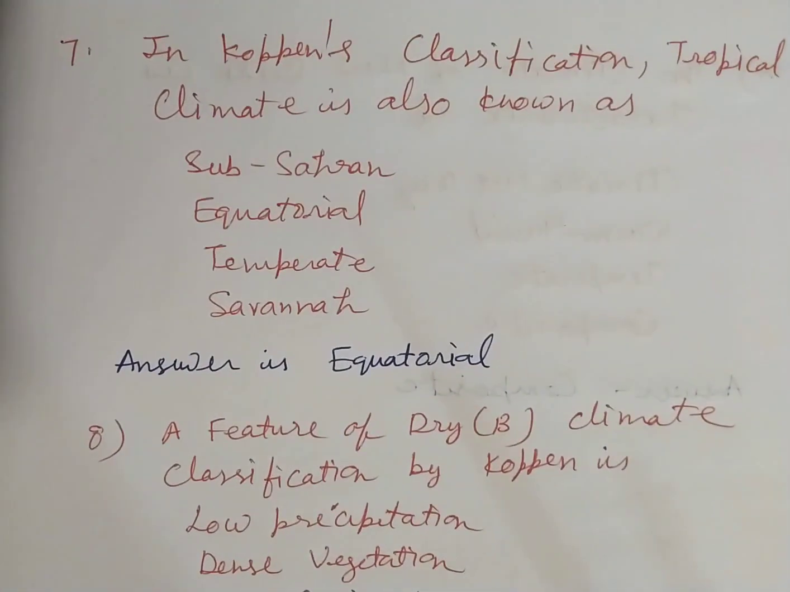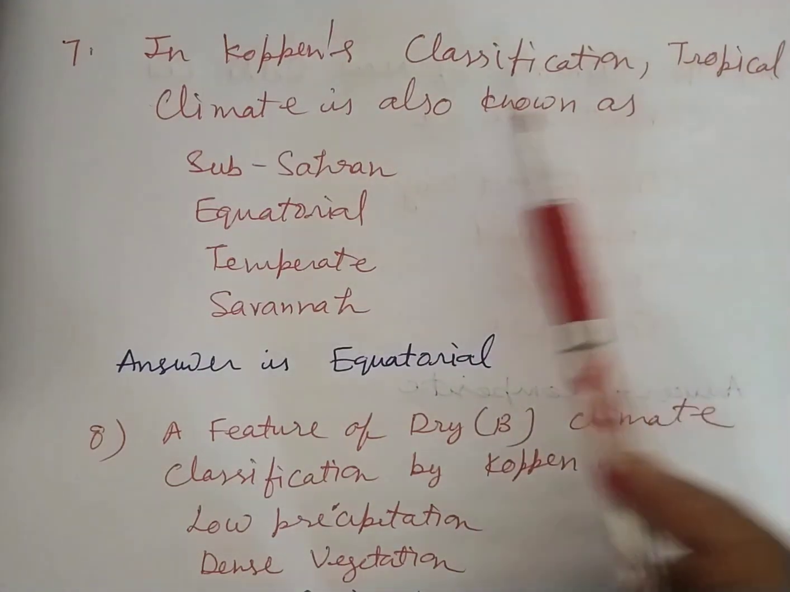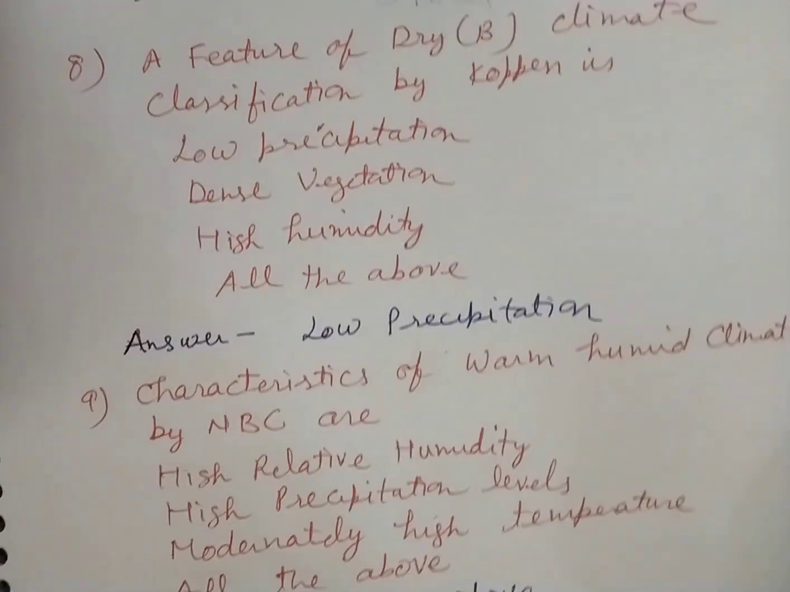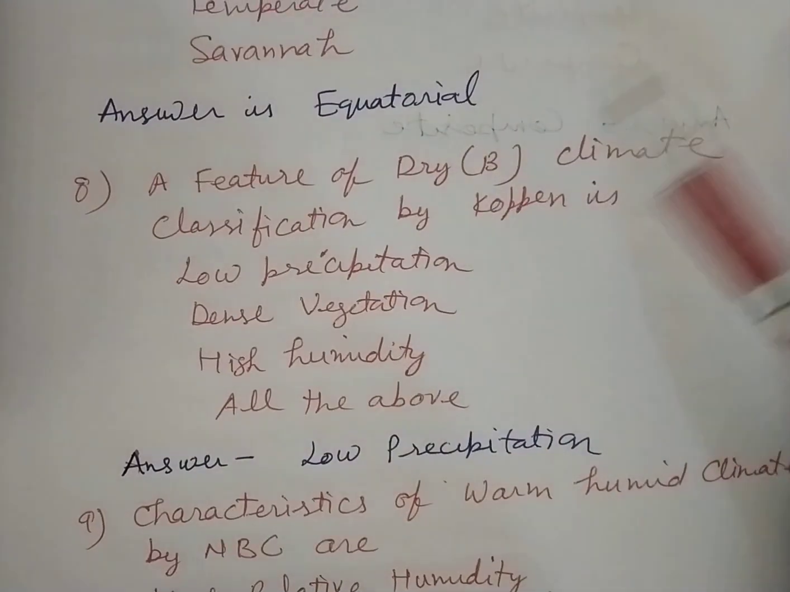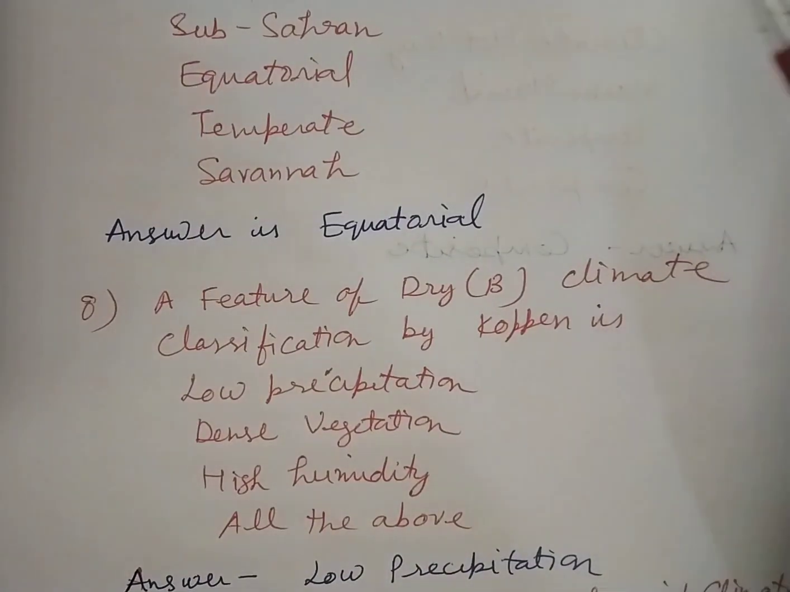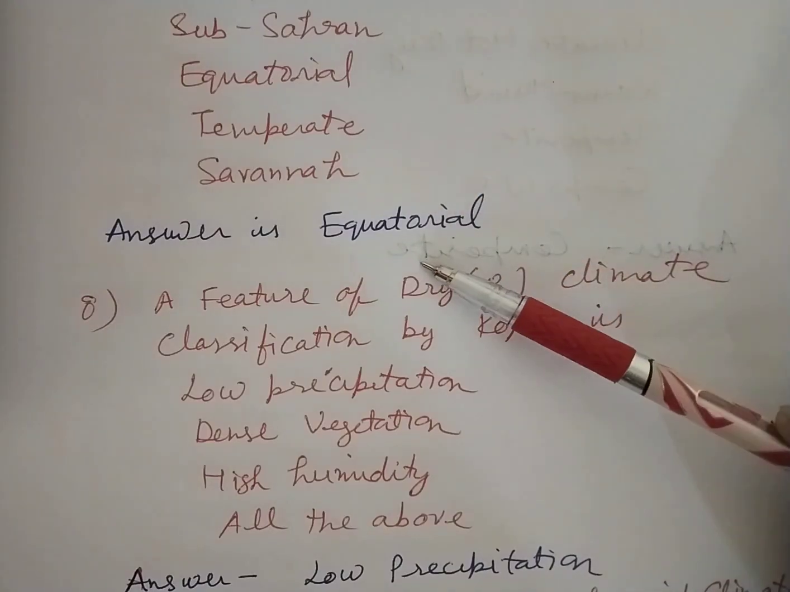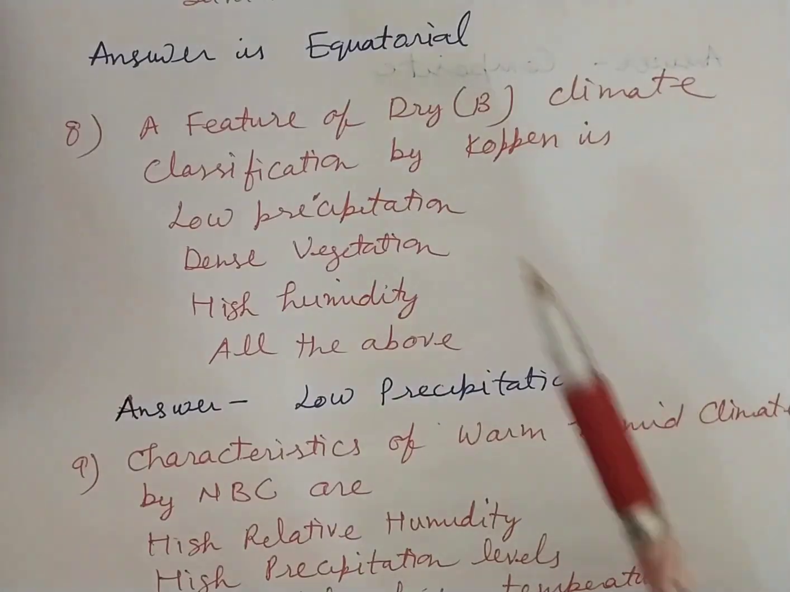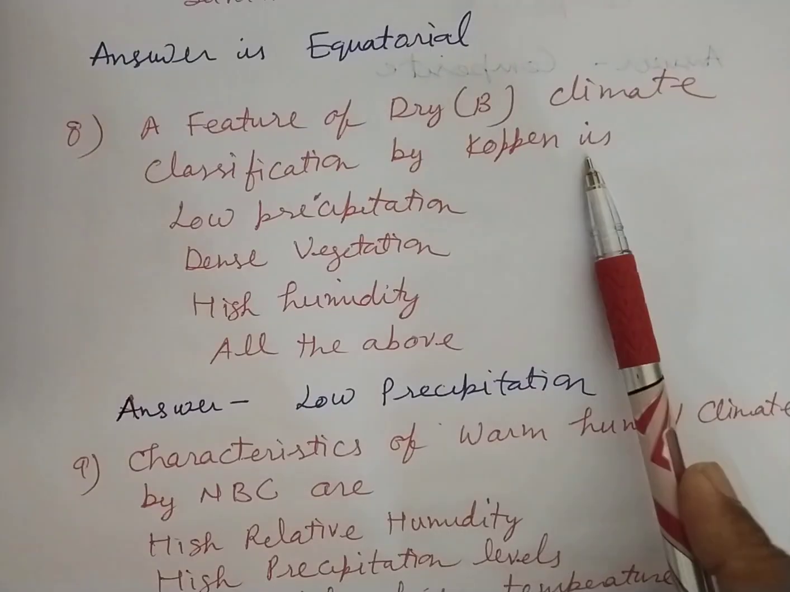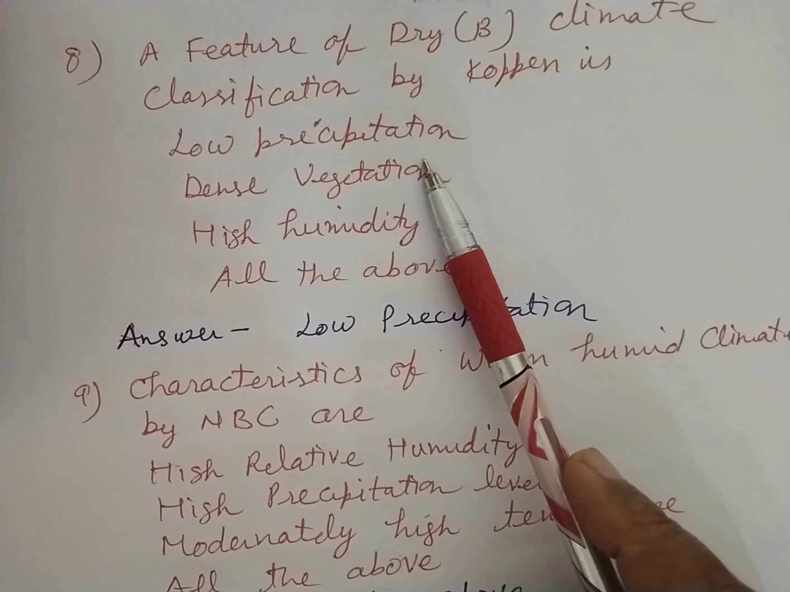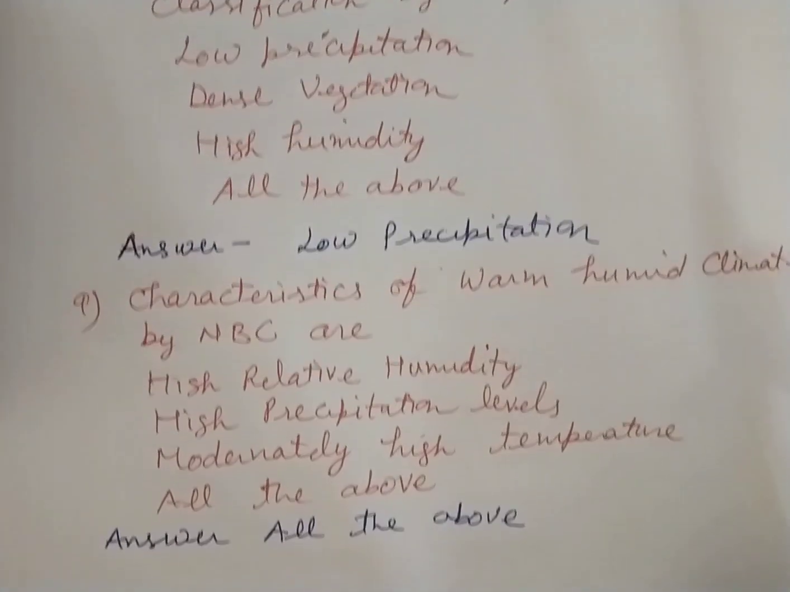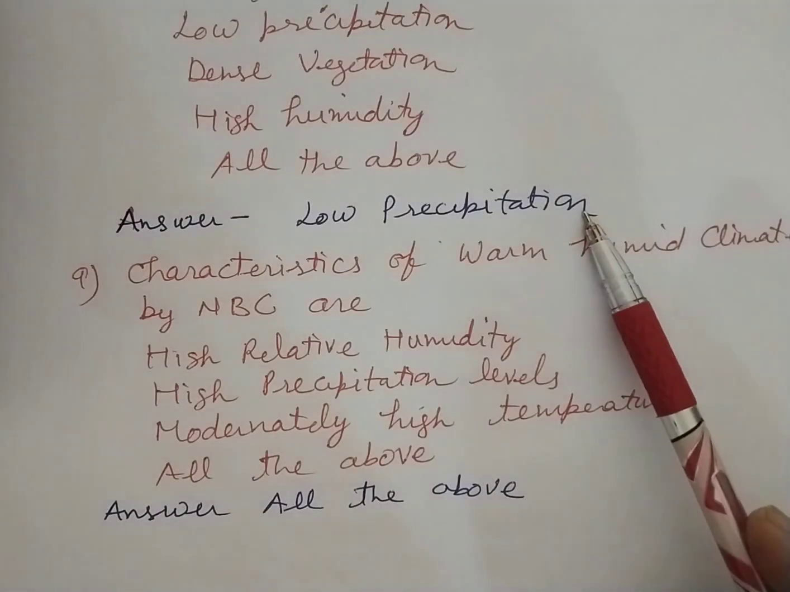Okay. Now coming to question number 7. In Köppen's classification, tropical climate is also known as. Answer is equatorial. In Köppen's classification, tropical climate is also known as equatorial. Alright. Question number 8. A feature of dry climate classification by Köppen is. Answer is low precipitation.